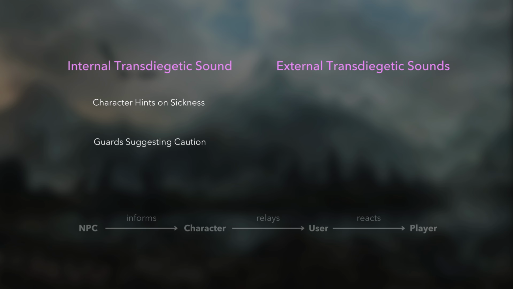So if we break this very simple example, we have the NPC informing the character that they look sick. This information is then relayed to the user, who reacts to it as a player by seeking an antidote or some way to heal themselves. Let's take a look at another example.